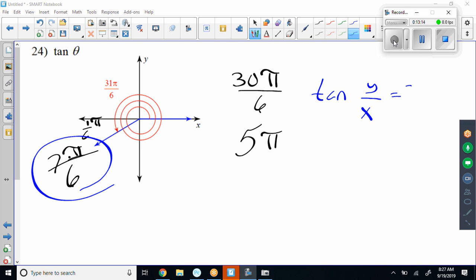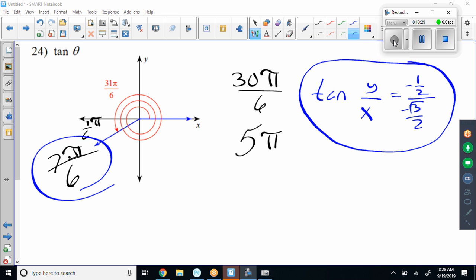Okay, y over x, right? Negative 1/2 over negative square root of 3 over what? 2. Right? Now, listen, do you see this right here that I'm circling? What is that? That is work. Okay? So here's the agreement that I'm going to make with you. As long as you show me that right there, then you can simplify it on the calculator. But I got to see that right there.